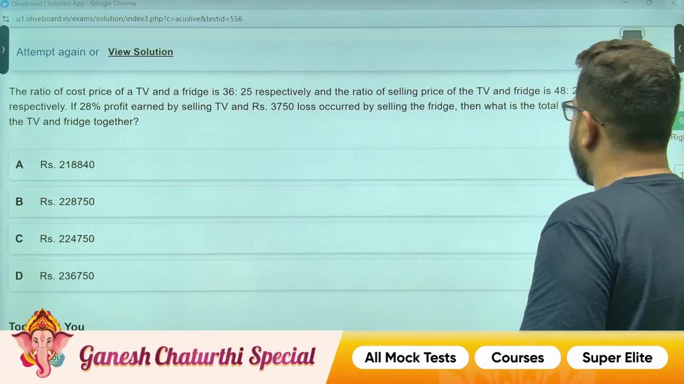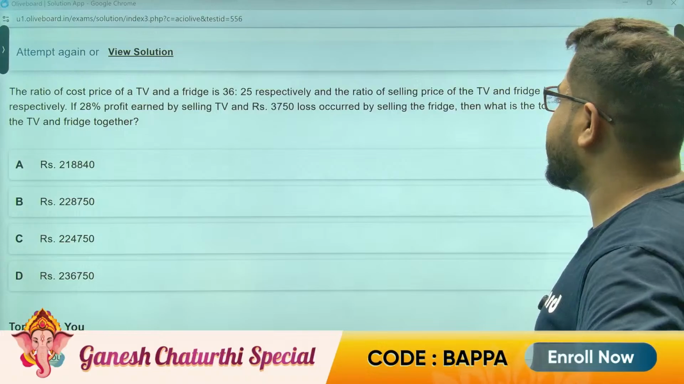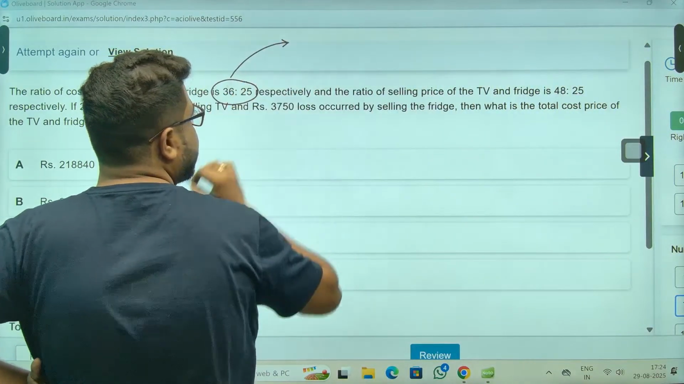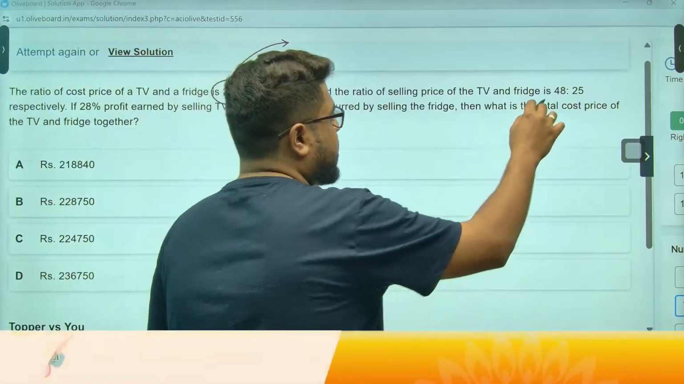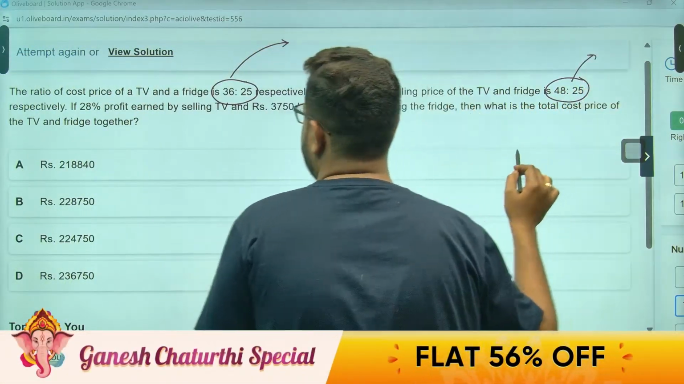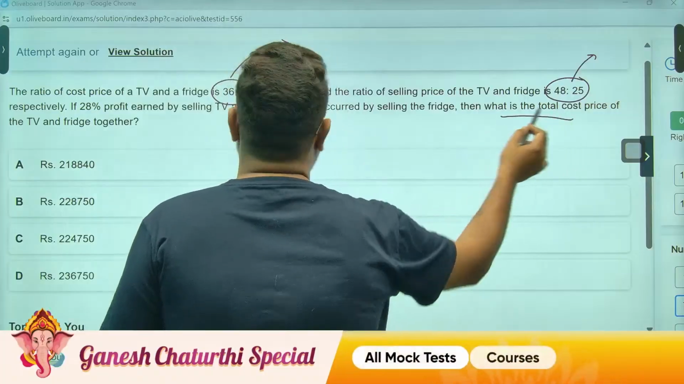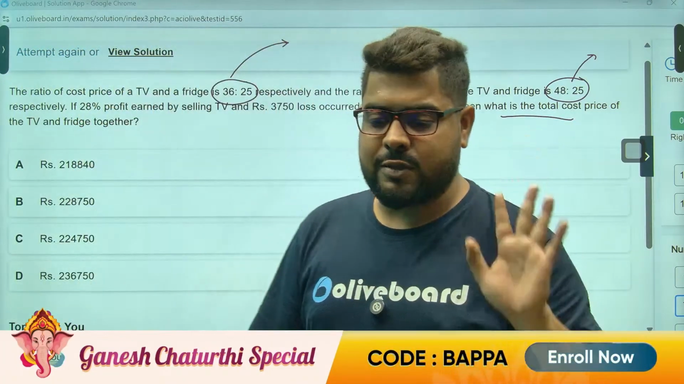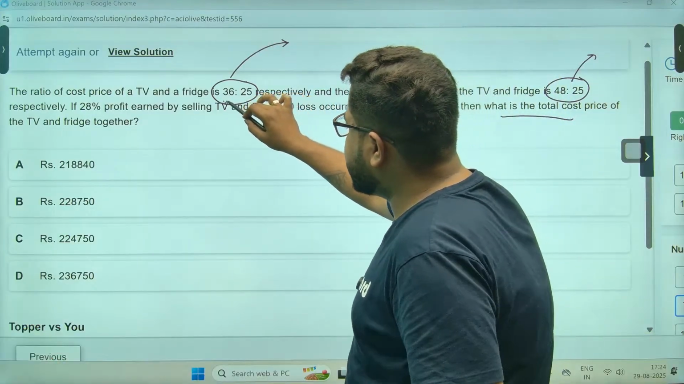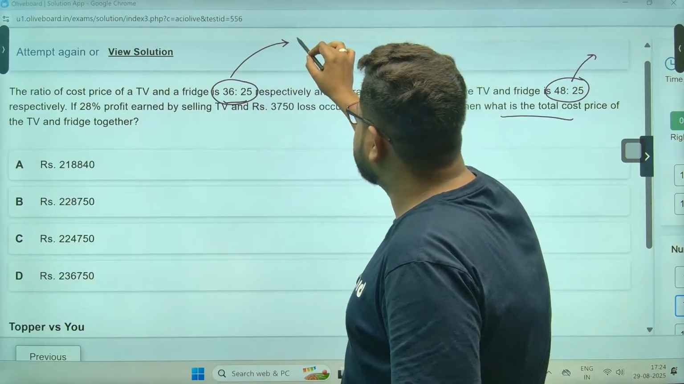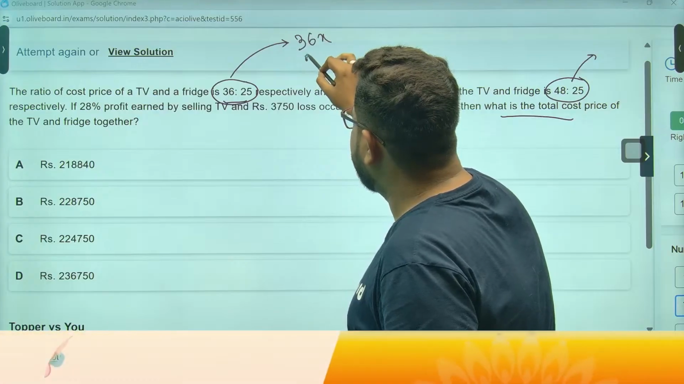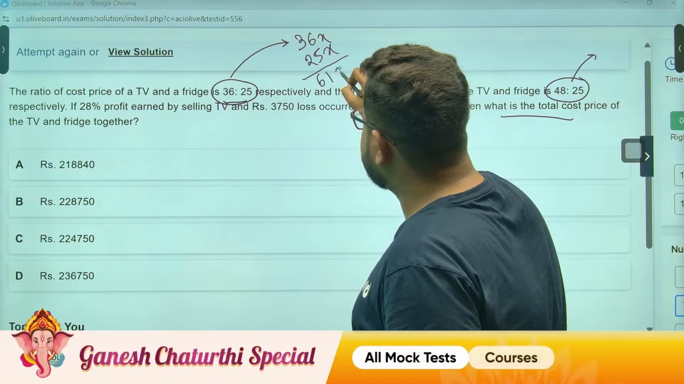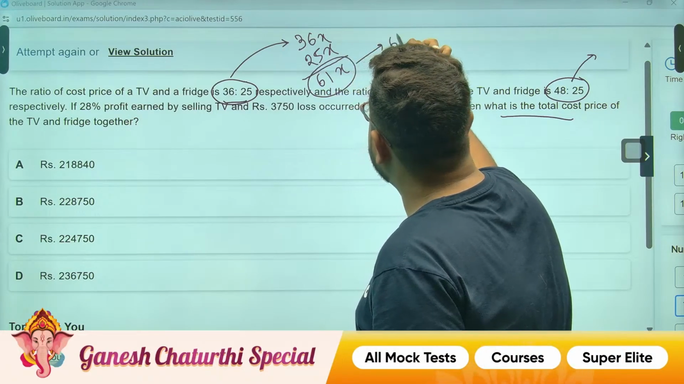Ratio of cost price of TV and fridge. This is 36 ratio 25. Okay. Selling price is 48 ratio 25. They're asking what? Total CP, sir. Don't do anything. You don't need to solve this question. So these are in the ratio 36 and 25. So if you take 36x and 25x, total cost price will be 61x, meaning a multiple of 61.